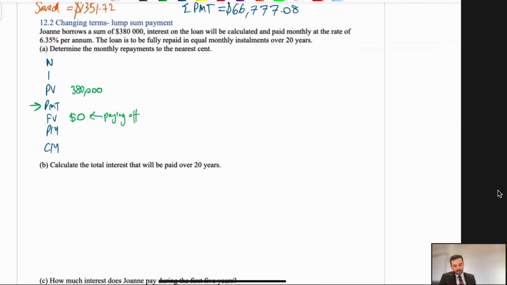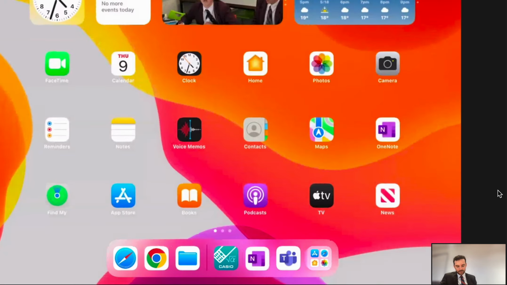The payments per year in this case are monthly, and the compounds per year are also monthly. The interest rate is 6.35%, and we can see that the N value is going to be 12 times by 20 years. So in the end we have 240. Let's put this in the finance app and find out what payments are required to pay this loan off in 240 installments.